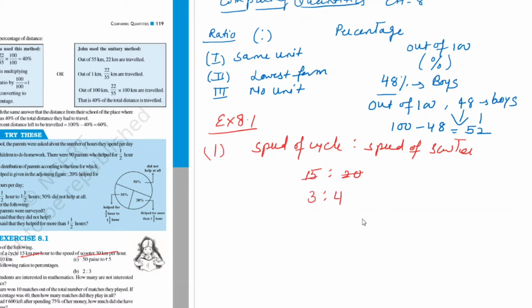How do we write them in the lowest form? We just cancel with their HCF. So the HCF of 15 and 20 is 5. So I'll cancel both the quantities with 5. So this is my lowest form.